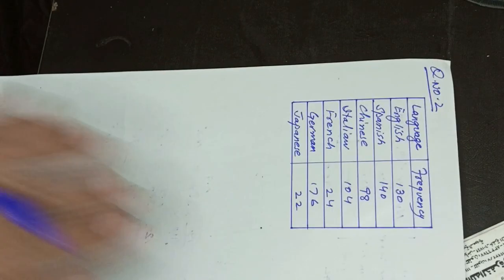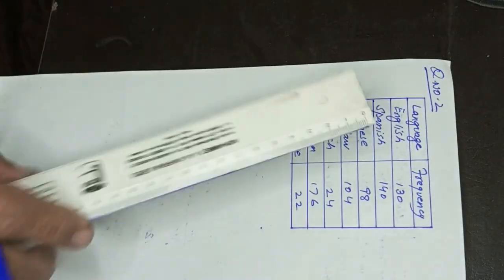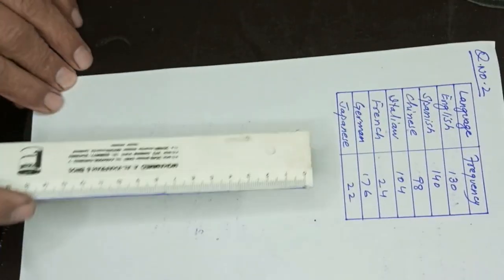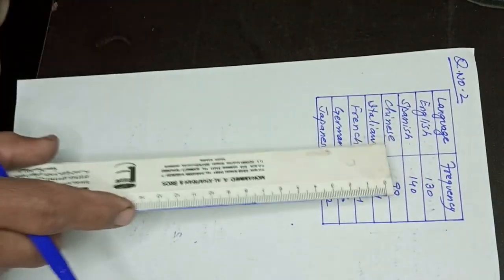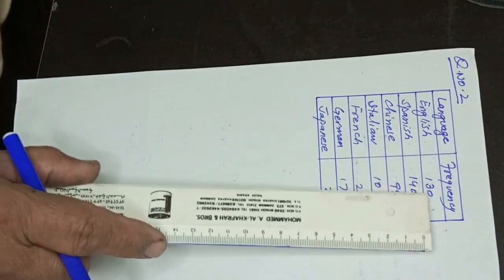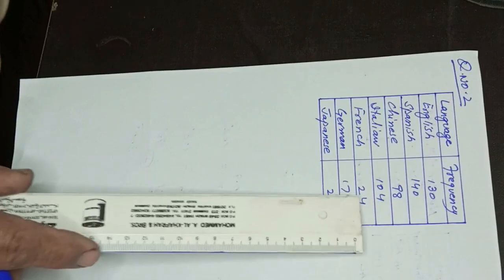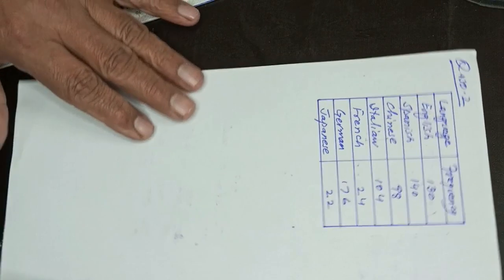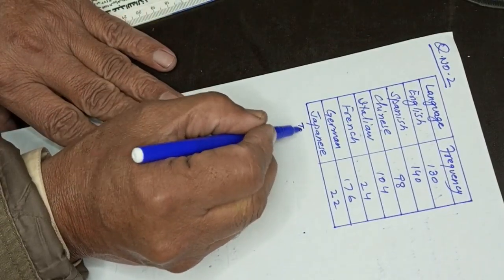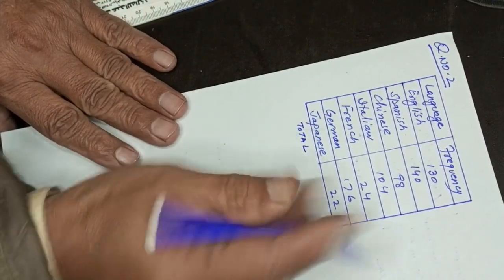My dear student, question 2 states that there are some passengers who speak these languages which are written over here. You can see it: English, Spanish, Chinese, and the frequency at that particular airport is 130, 140, 98, 104, and so forth. So we are going to first calculate the total passengers which came to that airport.